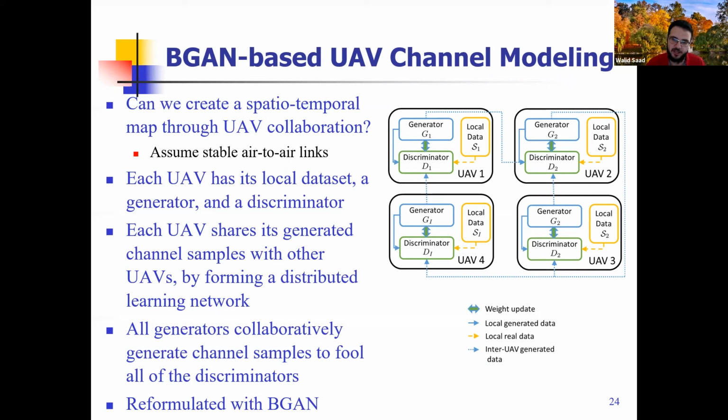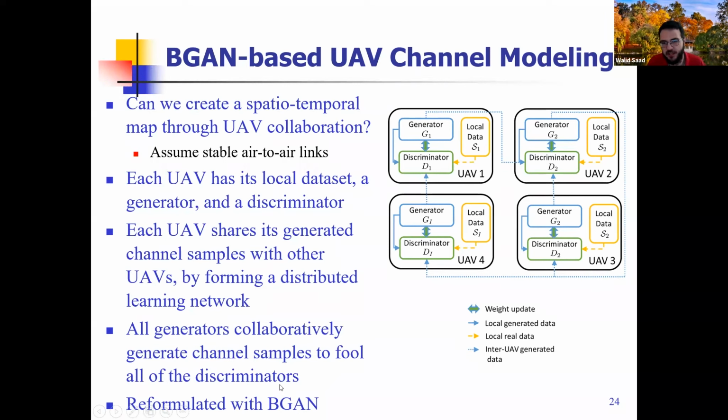And what we're trying to learn is the distribution of location, time, and channel gain over the entire space that these UAVs have visited or have served in the past or currently. And everyone has their own local data set. They use a CGAN on their own local data set. And they're going to collaboratively brainstorm to understand this entire space that they're looking at. It could be reformulated similarly.